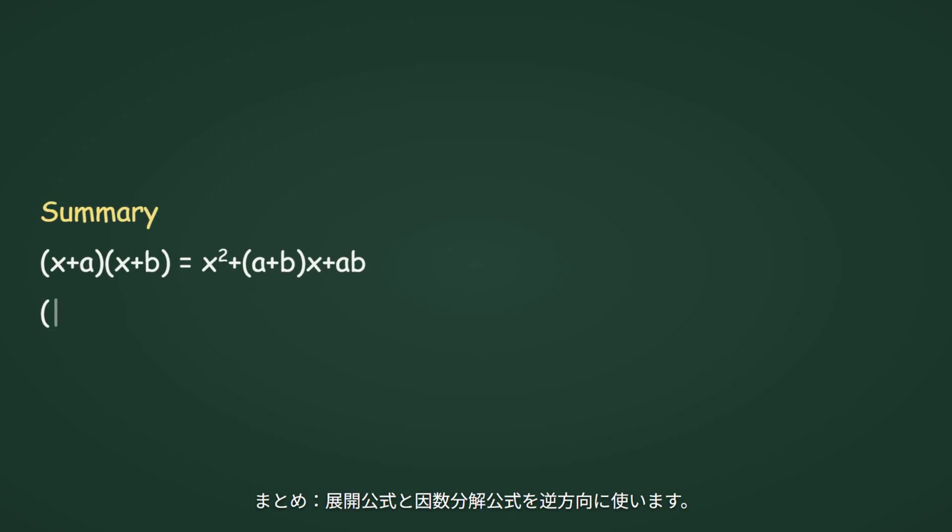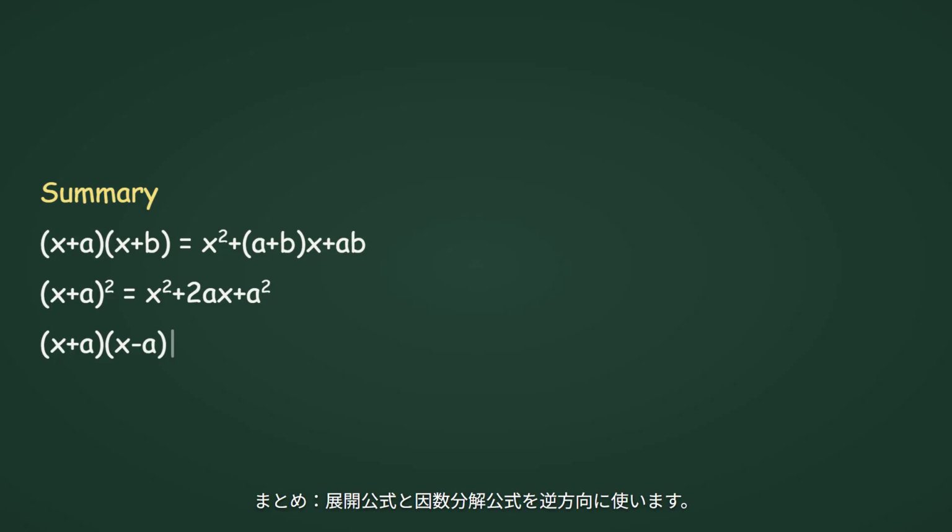Let us now summarize the key formulas for expansion. a times (b plus c) equals ab plus ac. (x plus a) times (x plus b) equals x squared plus (a plus b) times x plus ab. (x plus a) squared equals x squared plus 2ax plus a squared, and (x plus a) times (x minus a) equals x squared minus a squared. For factoring, apply these formulas in reverse. Practice recognizing which pattern fits before choosing your method.